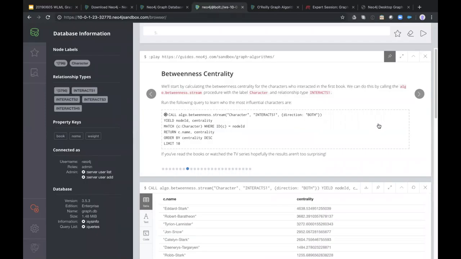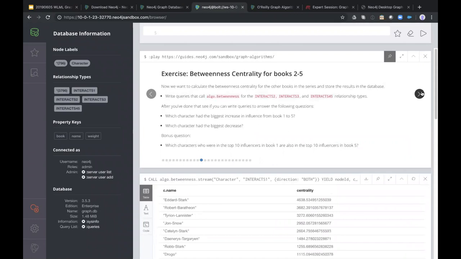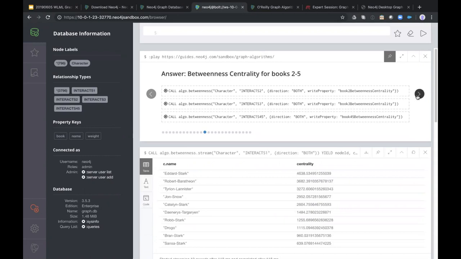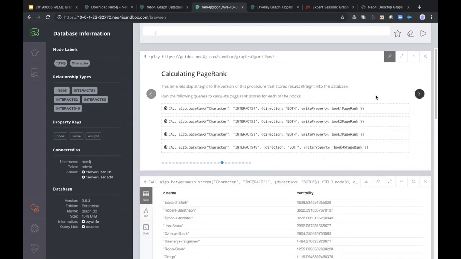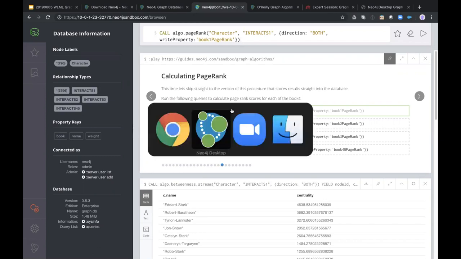If you follow this guide, there's actually a bunch of other algorithms that you run in here. And all the time, what you see is the query that's being run. For example, here there's a PageRank being calculated. You click on that, it puts the query at the top, you run it, and you get the results. So this is the bare bones graph algorithms exposure that you get as part of Neo4j plus the algo plugins.